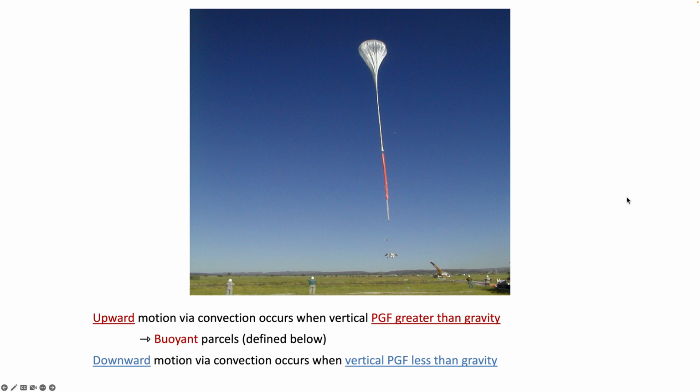On the other hand, we get downward motion as a result of convection, again as a result of these vertical motions caused by buoyancy differences, when the vertical pressure gradient force is just a little bit less than the impact of gravity on the weight of the air.